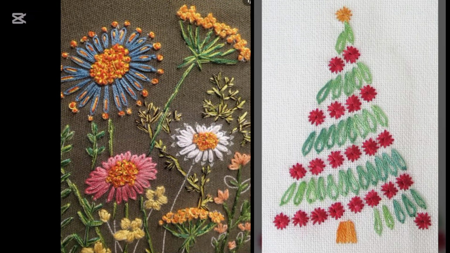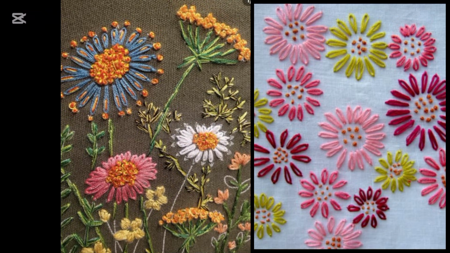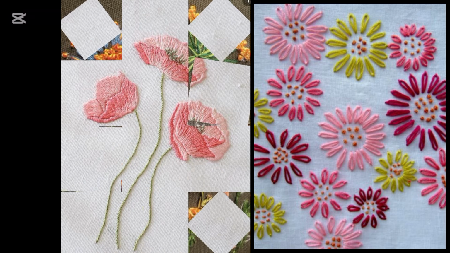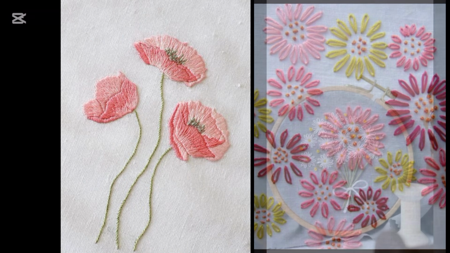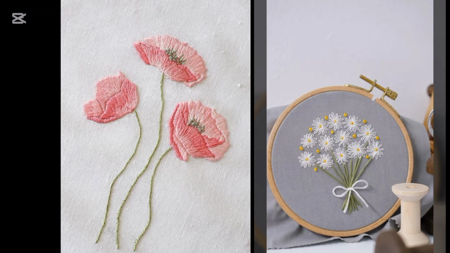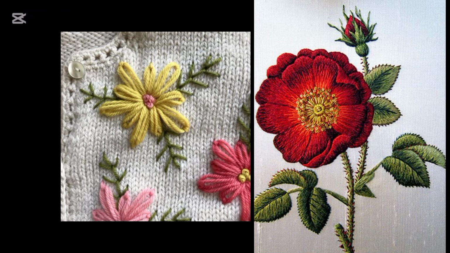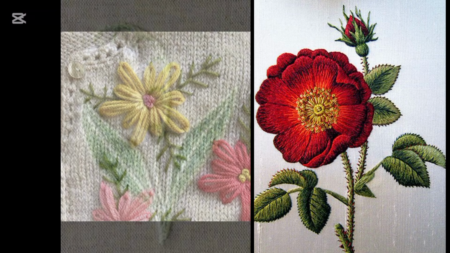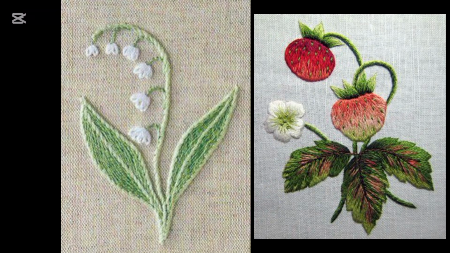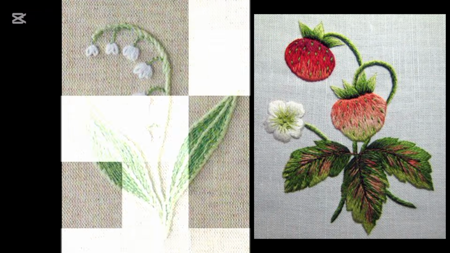Now let's talk about the techniques used in hand embroidery. Some popular stitches include the running stitch, back stitch, satin stitch, and French knot. Each stitch gives a different effect. For example, satin stitch gives a smooth, shiny look, while French knots add texture and depth.